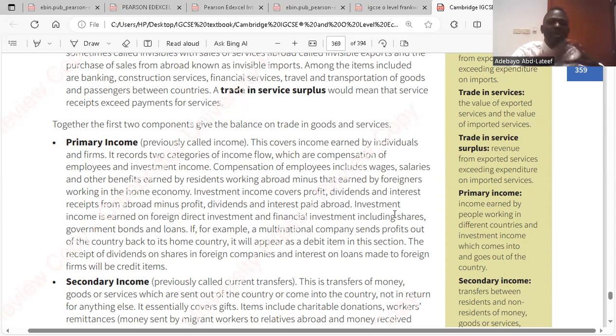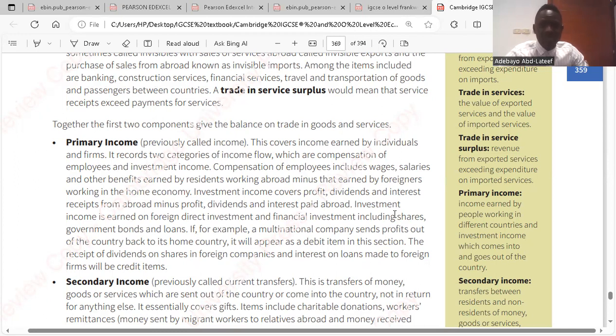So when we talk about our primary income, let's talk about the compensation of employees. The compensation of employees are the total amount foreigners, like the total amount Nigerians abroad are making, minus the total amount foreigners in Nigeria are making, is what we call compensation of employees. Do you get the point here?